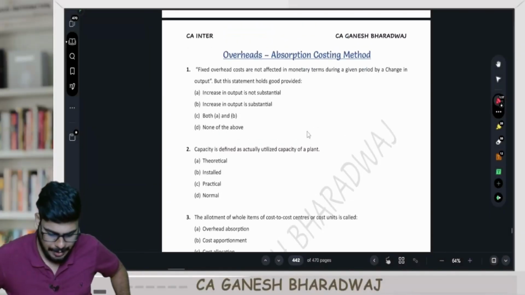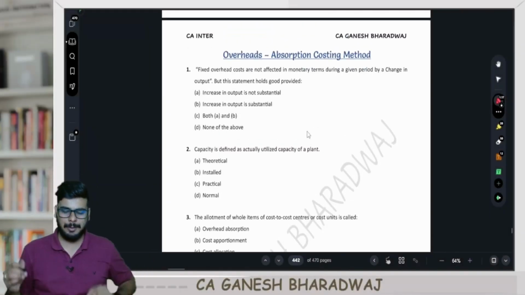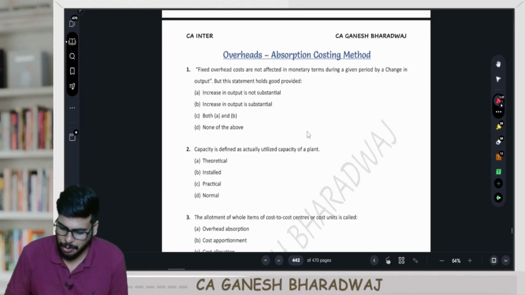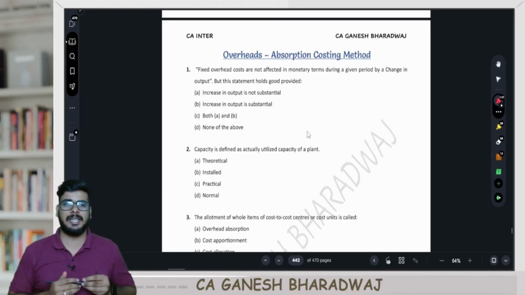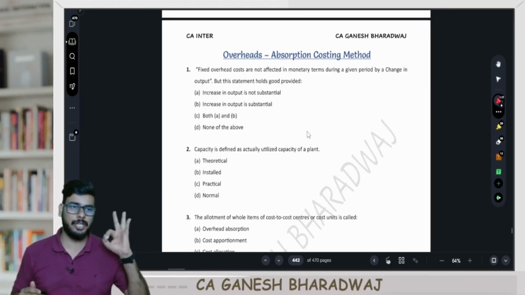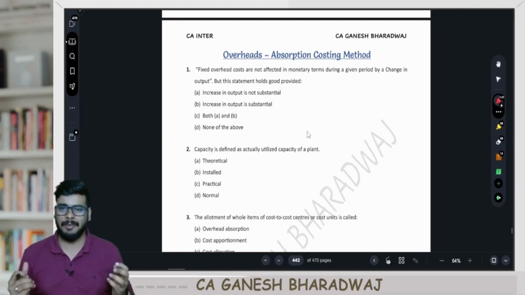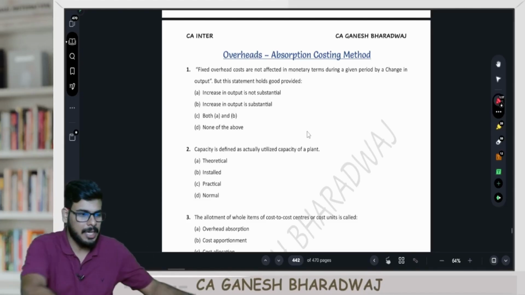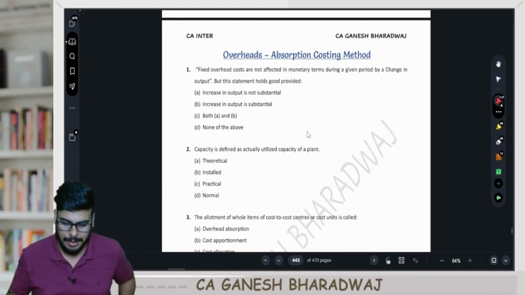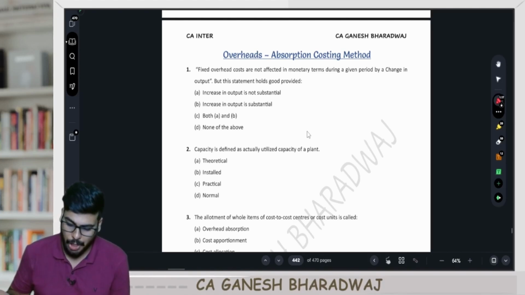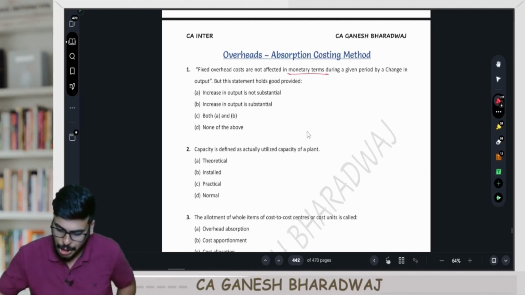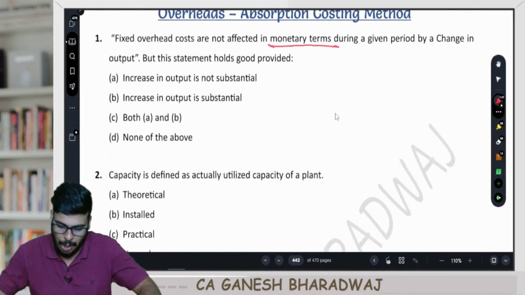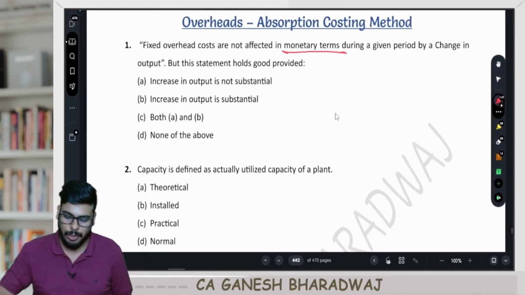Done. Guys, shall we? All the conceptual knowledge only. Based on this, we are going to attempt. Guys, quick. Let's get started. 30 marks MCQ. With all the concepts that you have right now, just go and attack this. Shall we get started? First, fixed overhead costs are not affected in monetary terms during a given period by change in output. But this statement holds good provided.